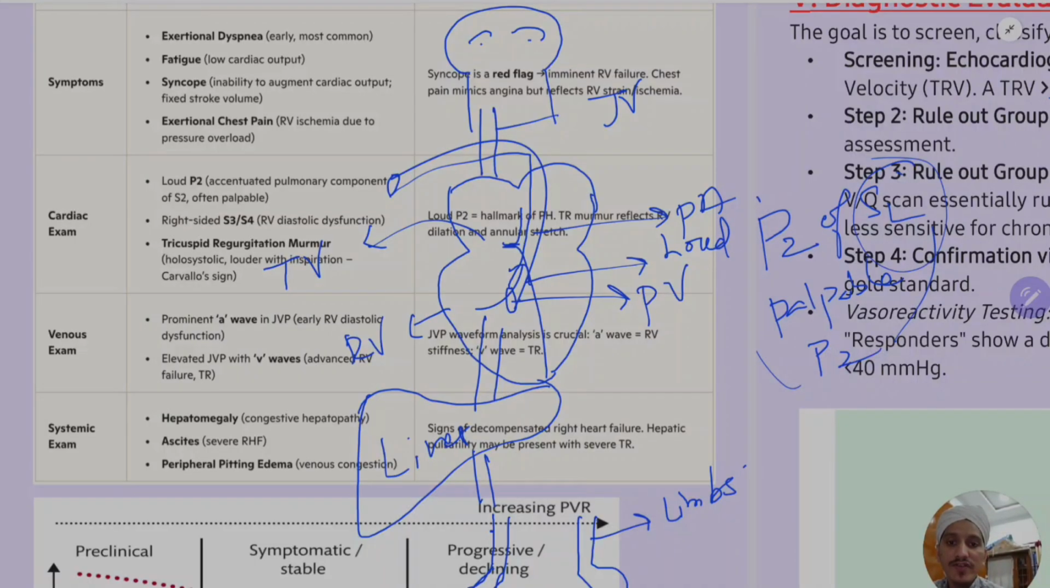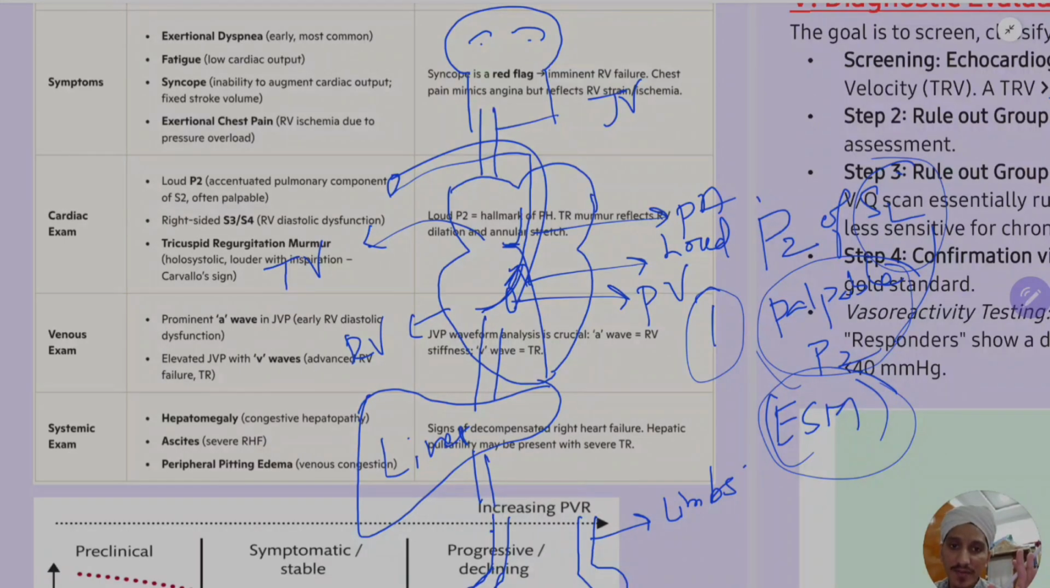With time, because of increased blood volume in the right heart, there is development of a murmur through the pulmonary valve, and that is nothing but the ejection systolic murmur. So these are the first things which are going to happen: a palpable P2 and an ejection systolic murmur. Loud P2, palpable P2 and ejection systolic murmur. These are the first things you are going to find in a patient with pulmonary arterial hypertension.